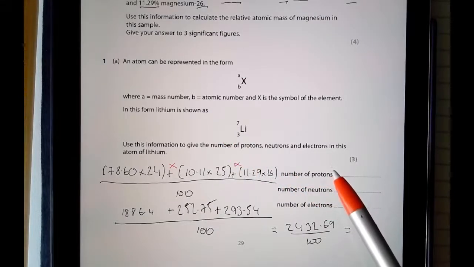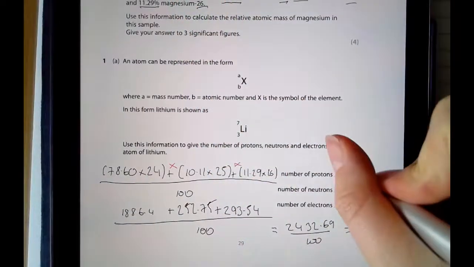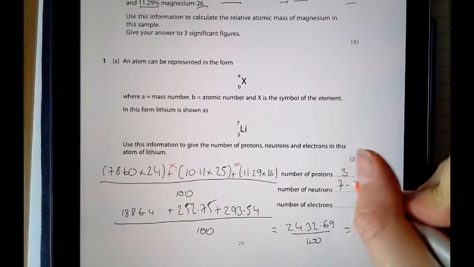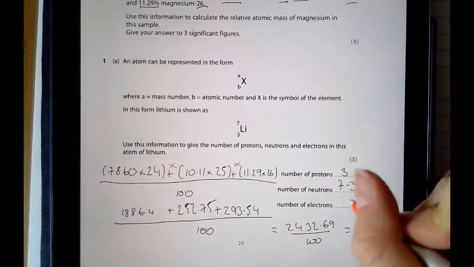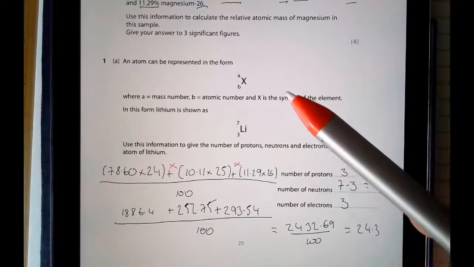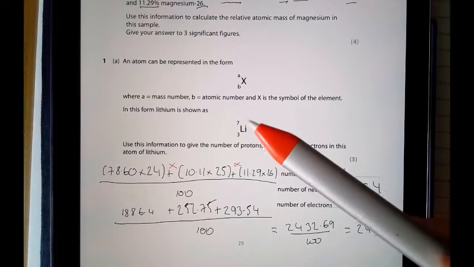So the number of protons can be found by looking at the atomic number, which in this case is going to be 3. The number of neutrons is always the mass minus the atomic number, so it's going to be 4, and the number of electrons is 3. Don't be put off by the way they've asked this question. All you're being asked is how many protons, electrons, and neutrons does lithium have?